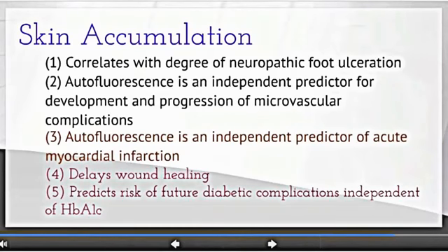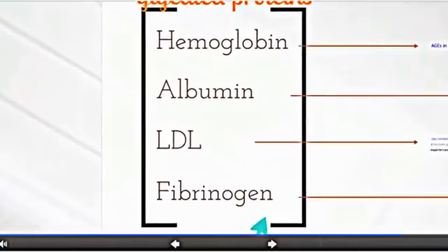Likewise, skin accumulation of AGEs has been demonstrated to correlate with degree of neuropathic foot ulceration, an independent predictor for progression of microvascular complications, an independent predictor of acute myocardial infarction, delays wound healing, and may predict risk of future diabetic complications independent of hemoglobin A1C. Clinically, since the accumulation of AGEs is dependent on the half-life of the protein, blood and urine samples of AGEs may not reflect levels of AGEs in tissues.